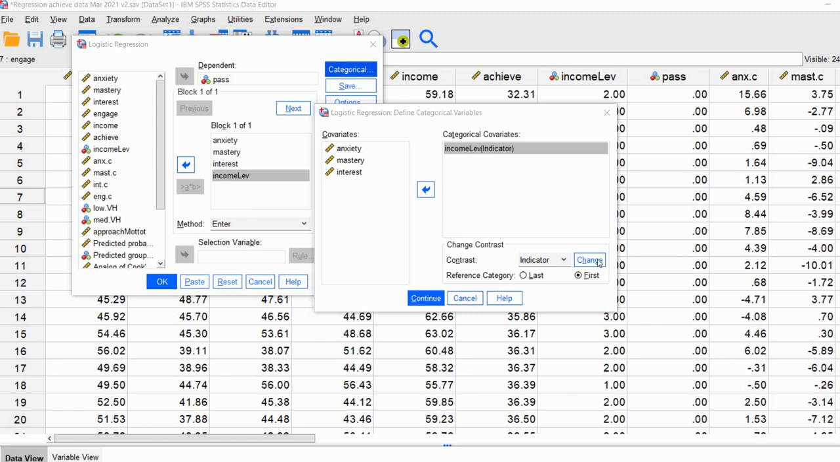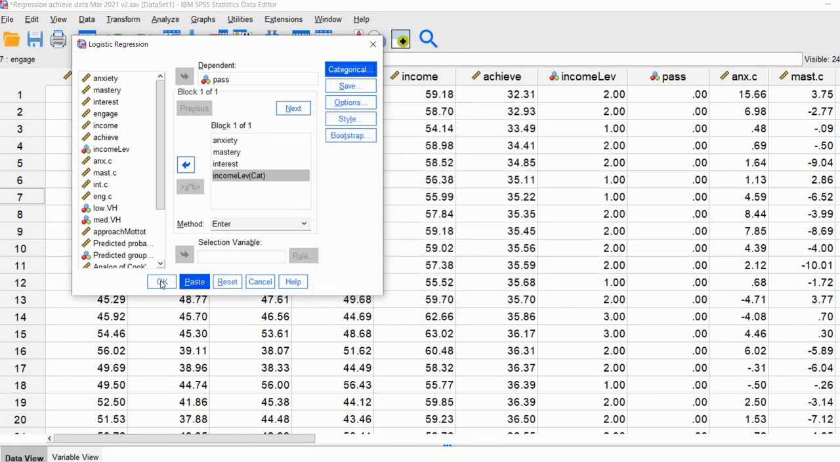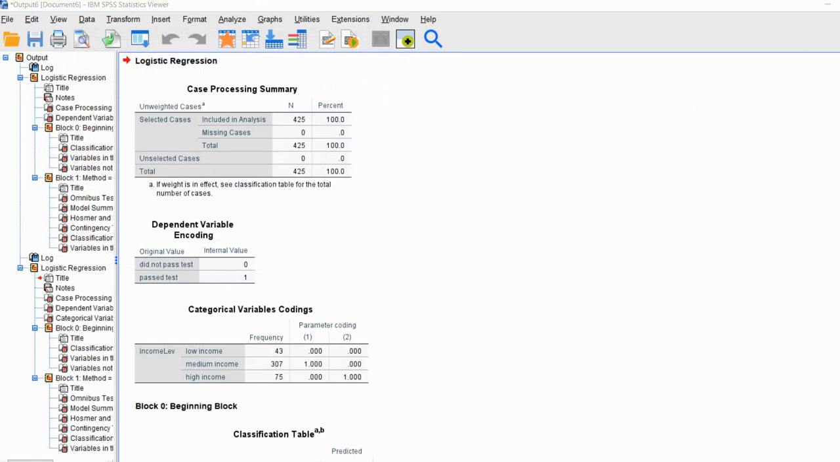And so what we'll do is I'm going to click change right here, and now you can see inside the parenthesis it changes to first. So we'll click on continue and then on OK right here. And now let's take a look at our output.